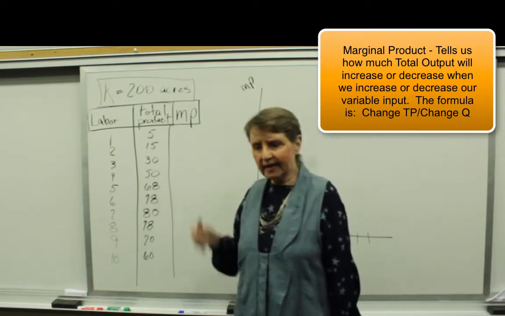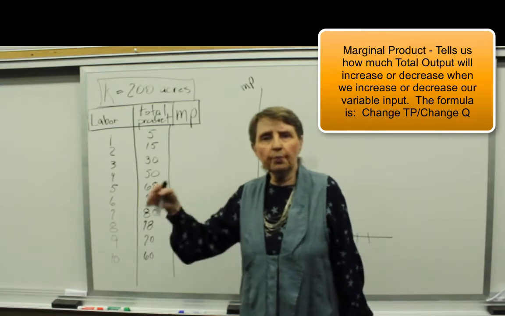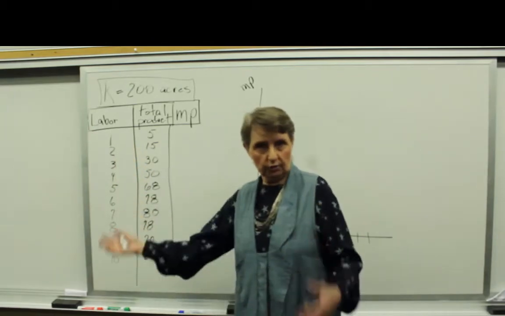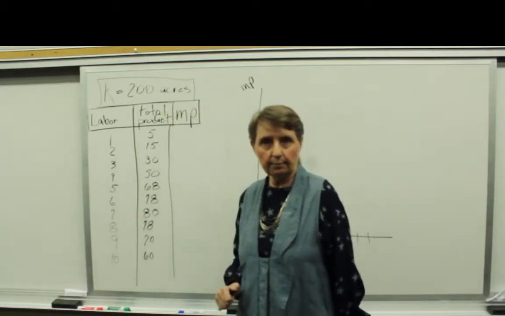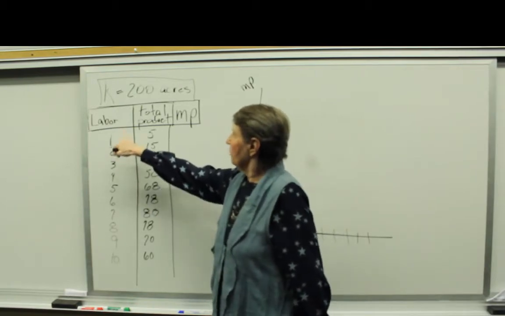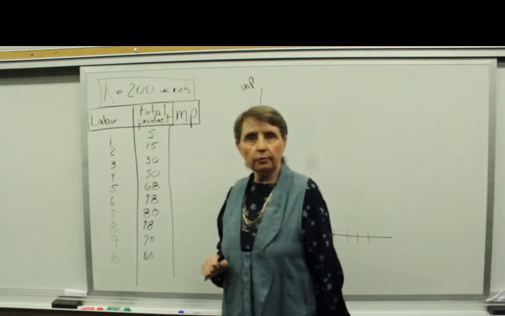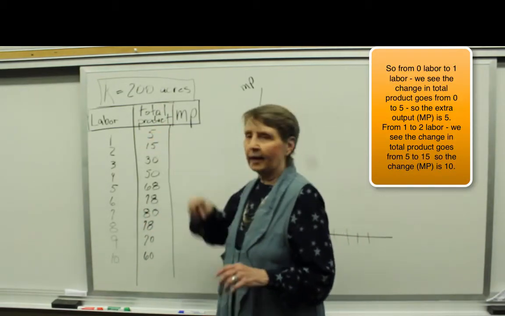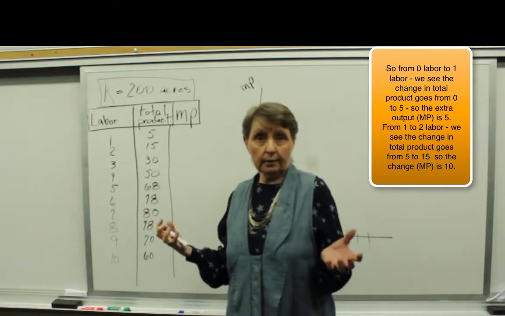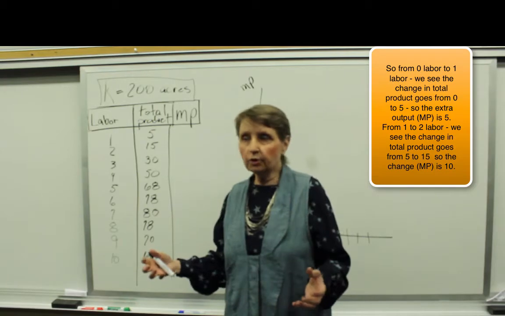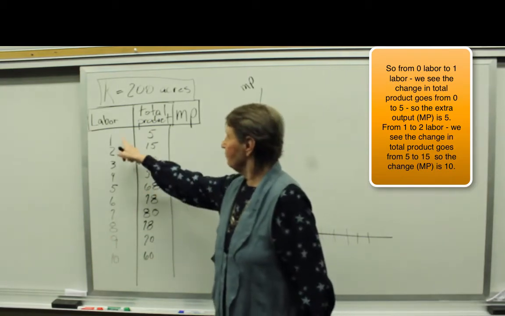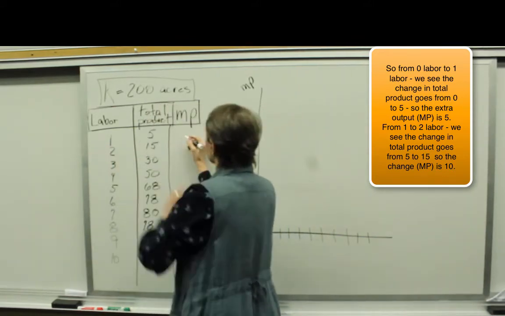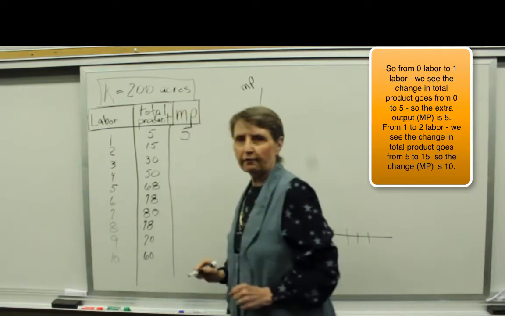So what we want to do today is look at the marginal product of labor, the marginal productivity of these inputs that we're adding to our fixed input. For example, when I add one worker to my 200 acres, my output, my bales of cotton, goes from 0 bales to 5 bales. So the marginal product, which means the additional output from worker number 1, is 5 bales.